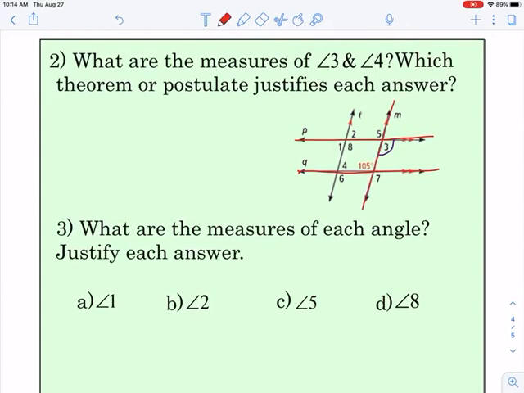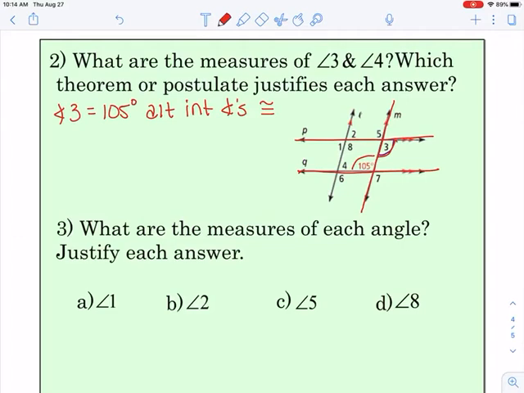This would be cut by that transversal, which means angle 3 and angle 105, those are interior angles. They're on opposite sides of the transversal. One's from the top, one's from the bottom. They're alternate interior angles. So angle 3 is going to equal 105 degrees. And again, that's because alternate interior angles are congruent.